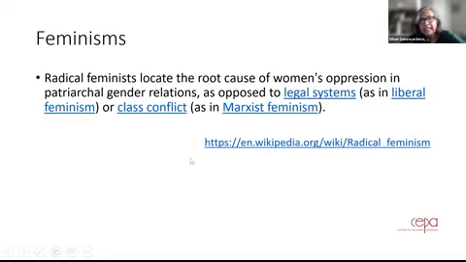So I Googled it and found this definition on Wikipedia, that they look at the root cause of women's oppression in patriarchal gender relations, as opposed to legal systems, as in liberal feminism, or class conflict, as in Marxist feminism. So of these three, I would position myself as a radical feminist, which actually I was not aware of until this morning. Although there will be many things that I will talk about and do which liberal feminists tend to do.